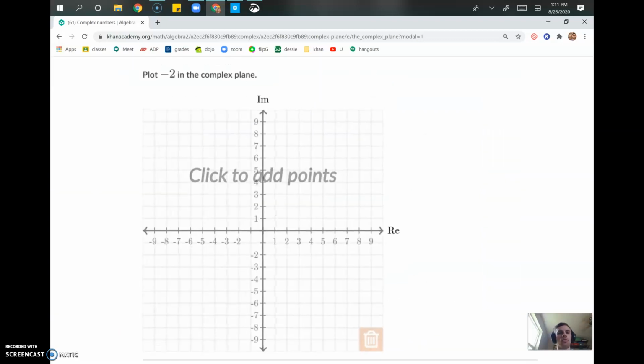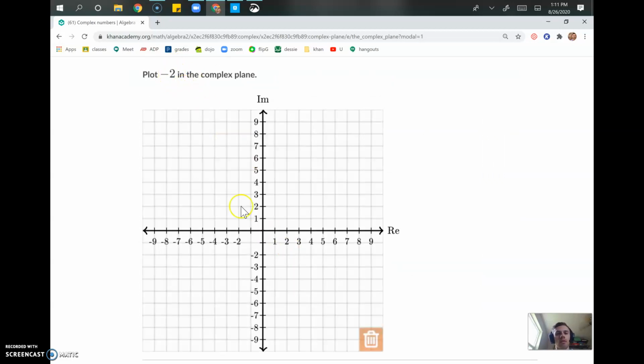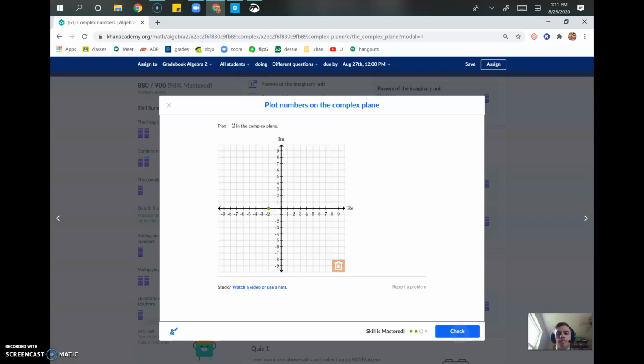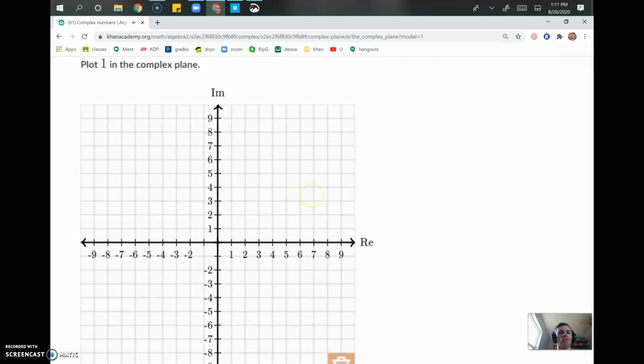Okay, so complex plane, -2. That's a real number. There's no i. And there's no imaginary part, so we're going to -2 on the real plane. And since there's no imaginary number, we want to be even with 0 on the imaginary plane. Boom. Plotting coordinate points, Algebra 2.